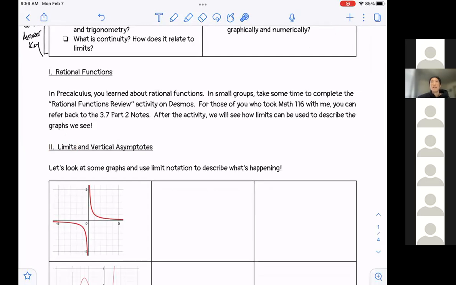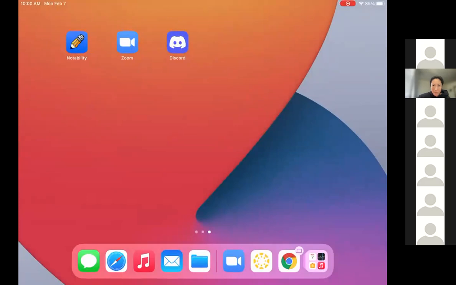Let's go ahead and get started. What's the best way to do this? All right, so I'm going to go ahead and stop sharing this screen. Maybe I can just share directly from here.